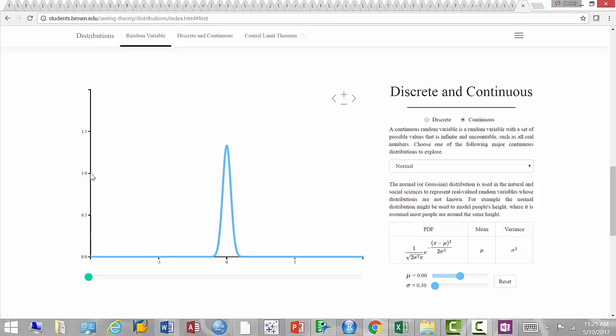At the peak I have more than 1. So it's not probability per se. But the area under the curve, or within certain limits, that's what gives me the probability. So as the standard deviation gets smaller, I get a more and more concentrated distribution. If it gets higher, I get a more and more flat distribution. Right? Okay. Good. So let's go back to the slides.